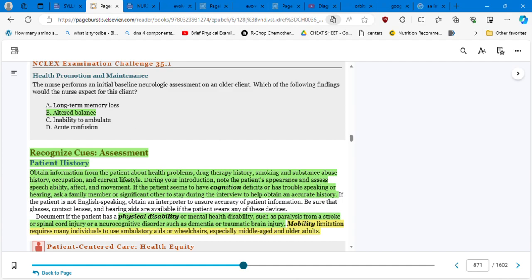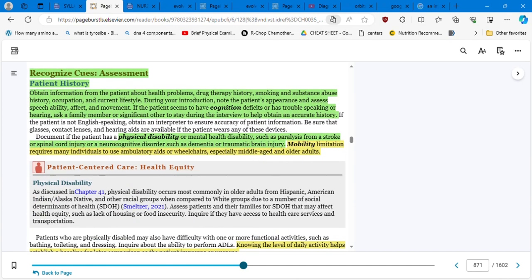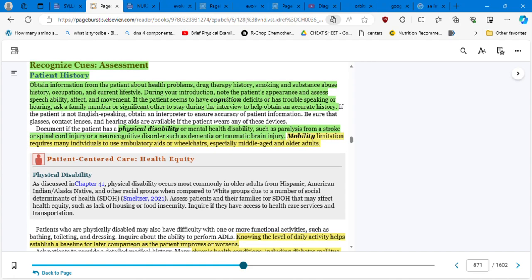So it's altered balance. Let's recognize the cues: assessment, patient history, obtain information from the patient about health problems, drug therapy history. We know we always have to think about the blood-brain barrier, smoking and substance abuse history, occupation, and current lifestyle. Why occupation? Because some of these elderly patients are living in affected neighborhoods. There are factories, the water is contaminated. Maybe they are living in a house with 4 kids, and the 4 of them are smoking. All these different factors, right?